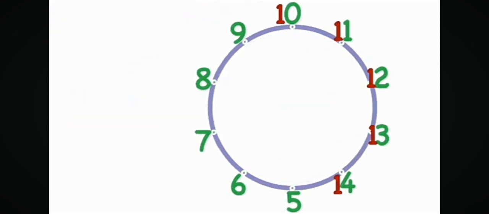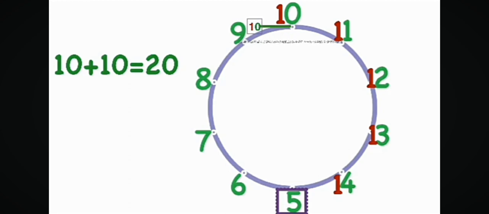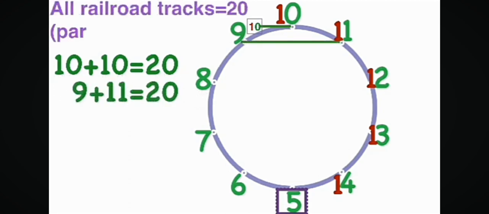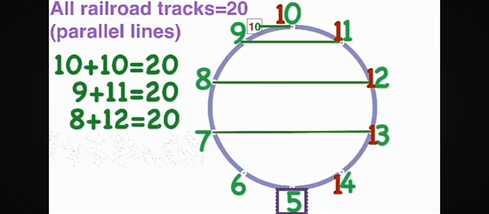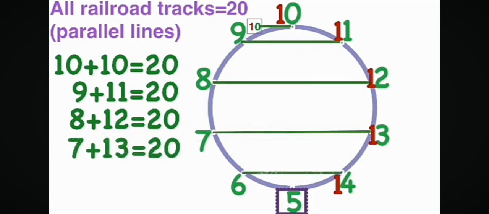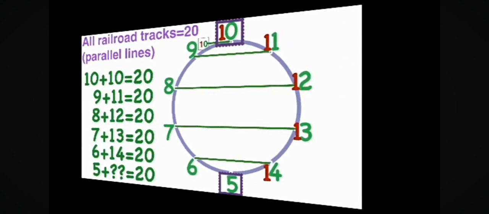And are we done? Oh, let's complete the wheel. So here we have a wheel, and we have 10 plus 10 are 20. And look at this. 9 and 11 are 20. 8 plus 12 are 20. 7 plus 13 are 20. 6 plus 14 are 20. 15 plus 5. 5 plus 15, what number is it going to be? Yep, 5 and 15 equals 20.